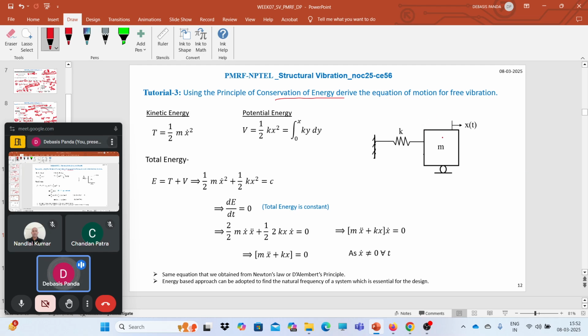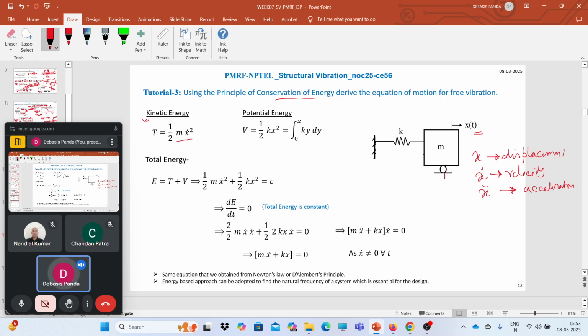So if we have a spring mass system and the degree of freedom here is x of t, it defines the displacement of this system with respect to its original or mean point. So we can easily write the kinetic energy. Kinetic energy T will be nothing but half m into x dot square. If x is my displacement, then x dot will be the velocity and x double dot will be the acceleration.